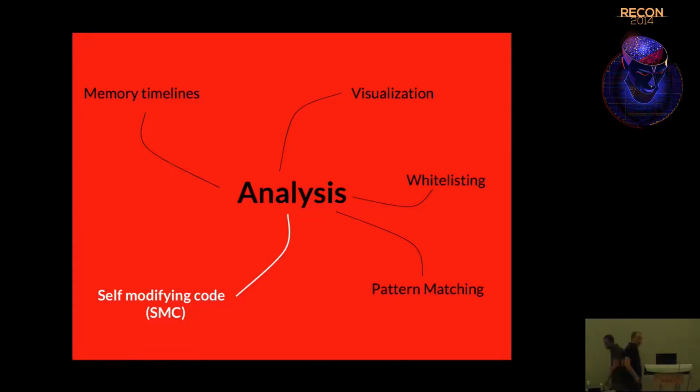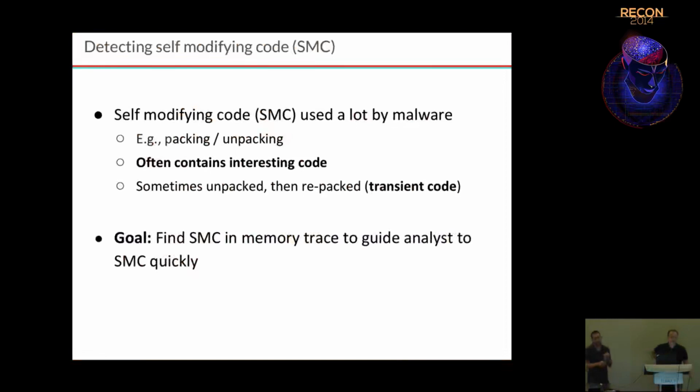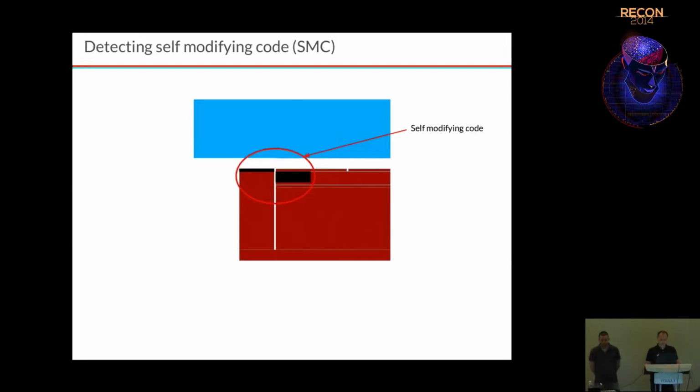Okay, this is the last feature. This is about detecting self-modifying code. Self-modifying code is often used by malware, for instance in packing and unpacking. And the key point is that self-modifying code regions are often the interesting ones, because the malware writer tries to hide something. So our goal is to spot these regions of self-modifying code in a memory trace. Visually, it looks like this. It's pretty simple. If you have a trace here and you find such regions, you mark them with black to show where they are.